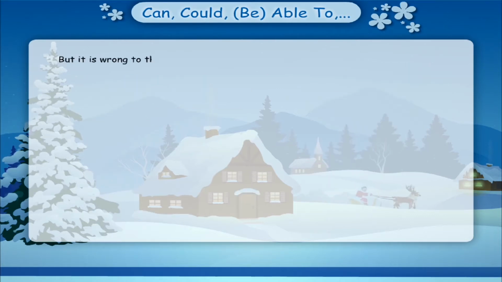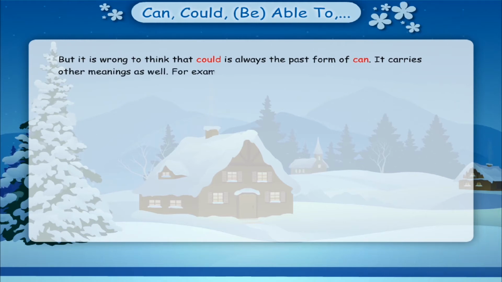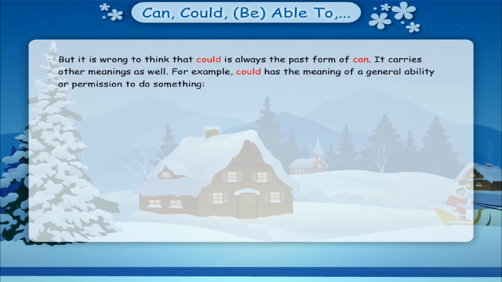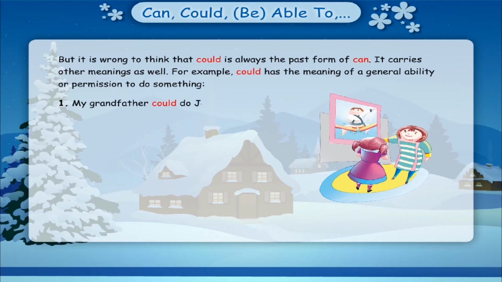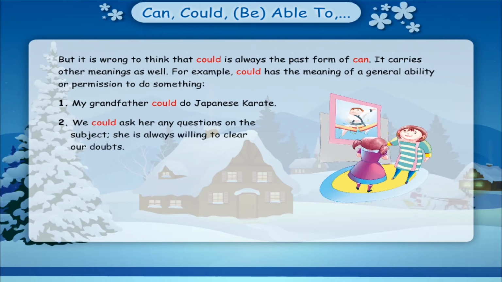But it is wrong to think that could is always the past form of can. It carries other meanings as well. For example, could has the meaning of a general ability or permission to do something. My grandfather could do Japanese karate. We could ask her any questions on the subject. She is always willing to clear our doubts.